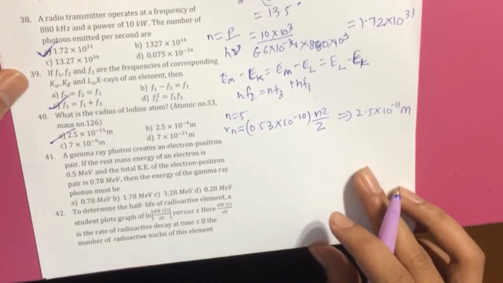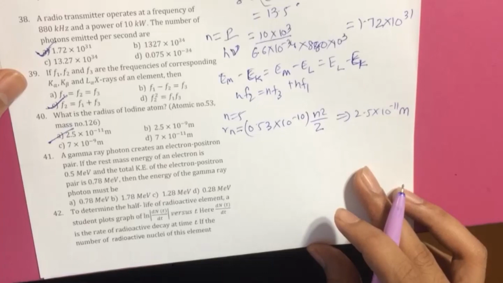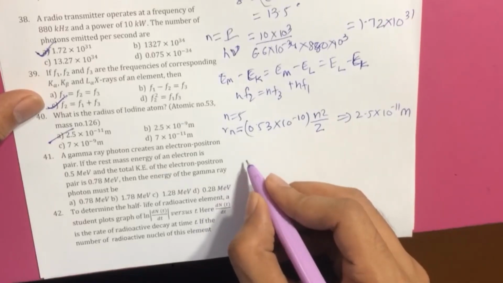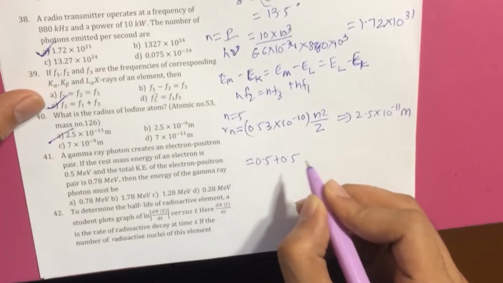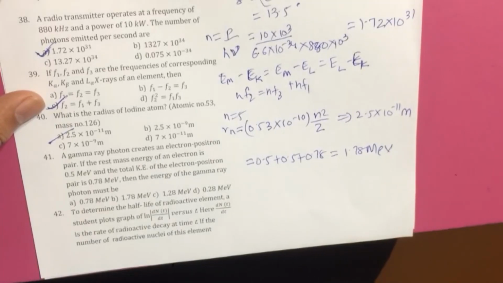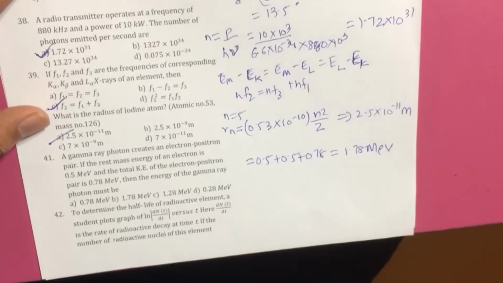41. A gamma ray photon creates an electron-positron pair. If the rest mass energy of an electron is 0.5 MeV and the total Ke of the electron-positron pair is 0.78 MeV, then the energy of the gamma ray photon must be. Energy of gamma ray photon is given by 0.5 plus 0.5 plus 0.78, which will be equal to 1.78 MeV. That is rest mass energy of electron, total Ke of electron-positron pair and rest mass energy of the positron. So the correct answer is option B.